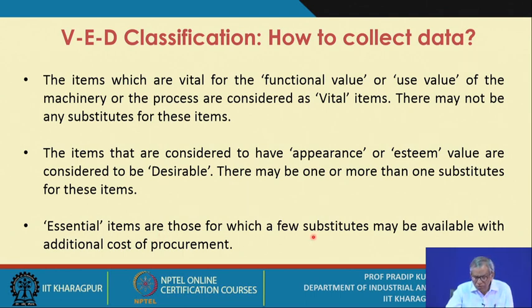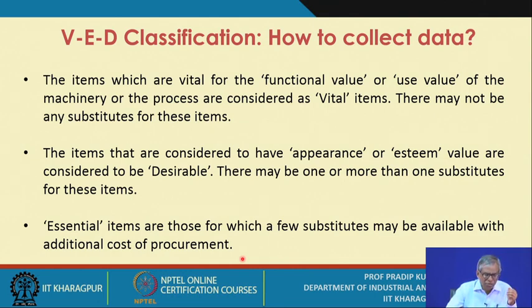Essential items are those for which a few substitutes may be available with additional cost of procurement. So this way we define. That means there are 3 types of items. First one is the vital. That means if this is not made available at any point in time, the entire system will be affected. If the item is considered to be essential, it means that if it is not available at any point in time, then a substantial portion of the production systems will be affected, stops functioning, not the entire one.